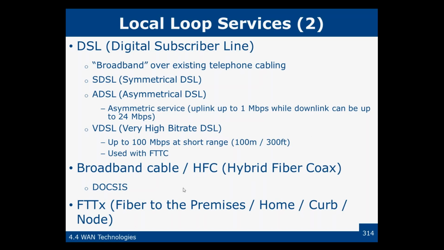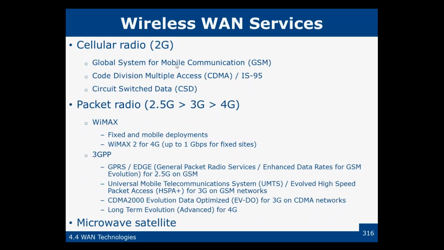Broadband cable, let's see, cellular radio, and this is 2G, I think we're 3G, 4G now. The Global System for Mobile Communications uses code division multiplexing. They are circuit switched data. The packet radio 2.5G, 3.5G, 3G, and 4G.